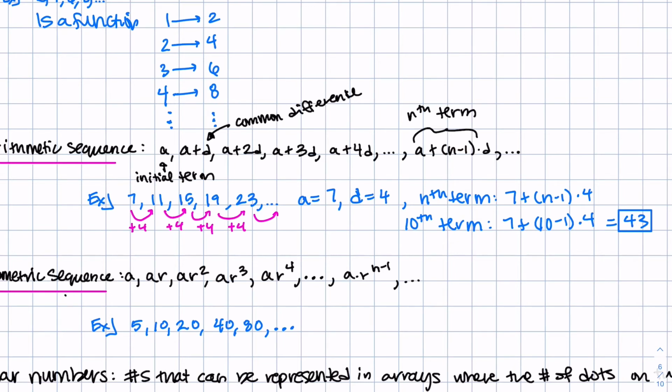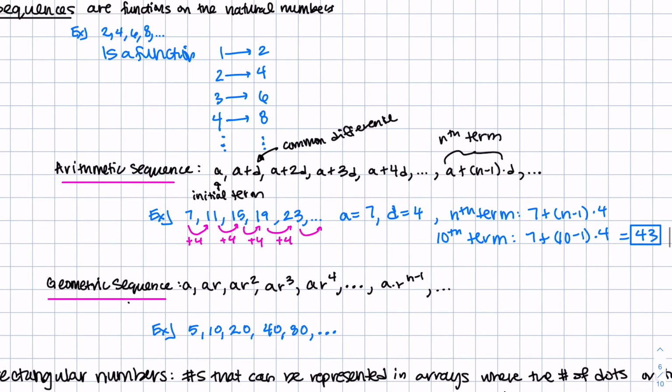Okay, so that's what we call an arithmetic sequence. What makes something an arithmetic sequence is it's increasing by adding some constant integer value, like we added 4. So this plus 4 every time is what makes this an arithmetic sequence. In a geometric sequence, instead of adding some integer, we're going to multiply by some integer every time.